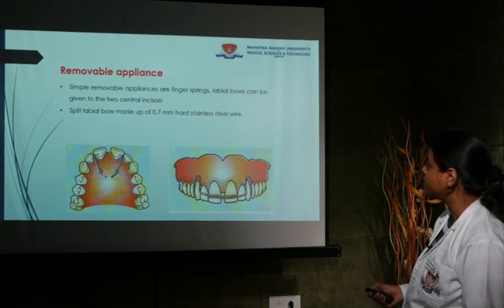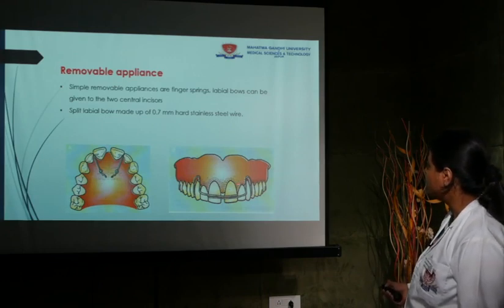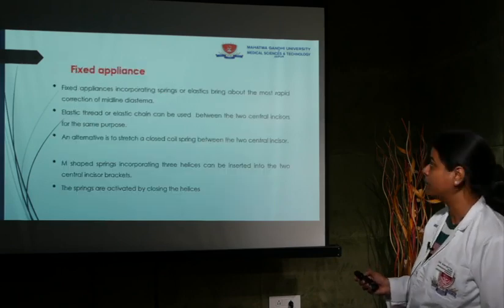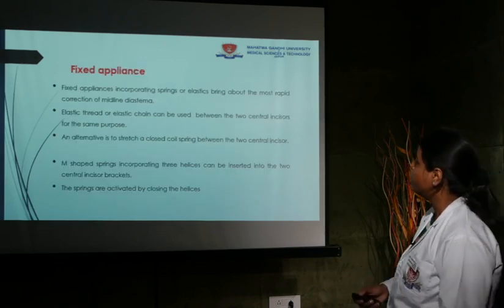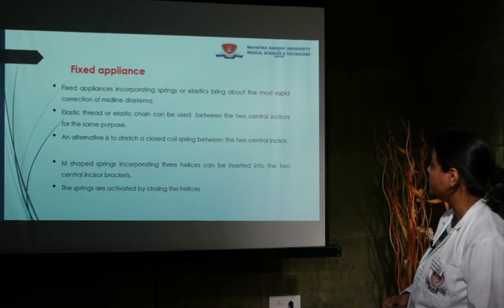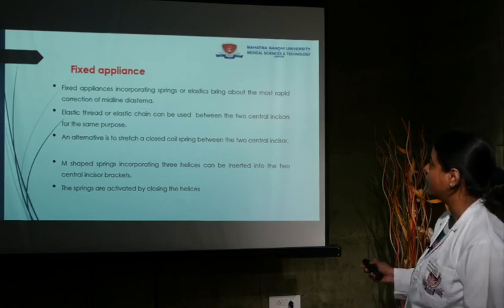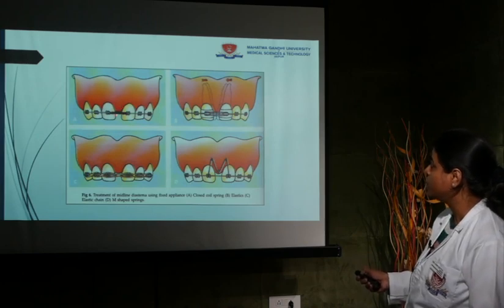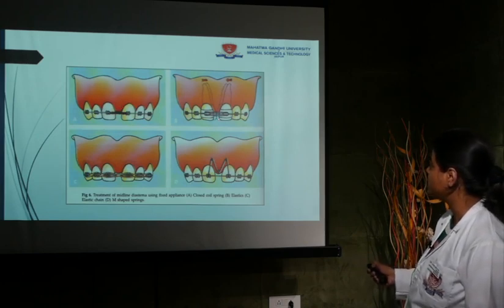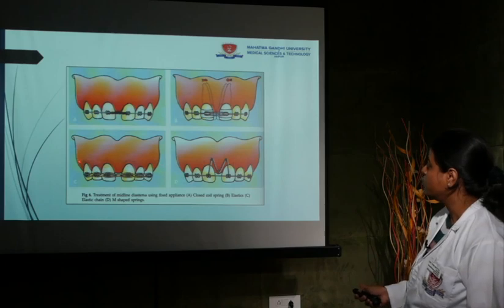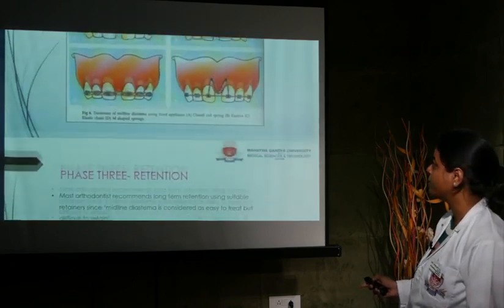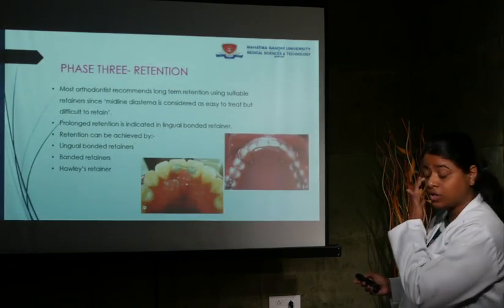The second phase is to use removable or fixed appliances. In removable appliances, we can use the finger spring or the split labial bow that is made of 0.7 mm hard stainless steel wire. In fixed appliances, we incorporate springs or elastics, which bring about the most rapid correction of midline diastema. We can use a closed coil spring to close the space, we can use elastic, we can use an E-chain, or we can use an M-shaped spring to close this space. The third phase is retention.